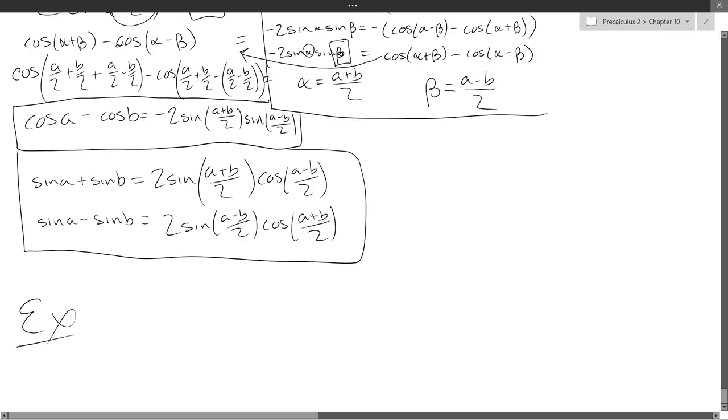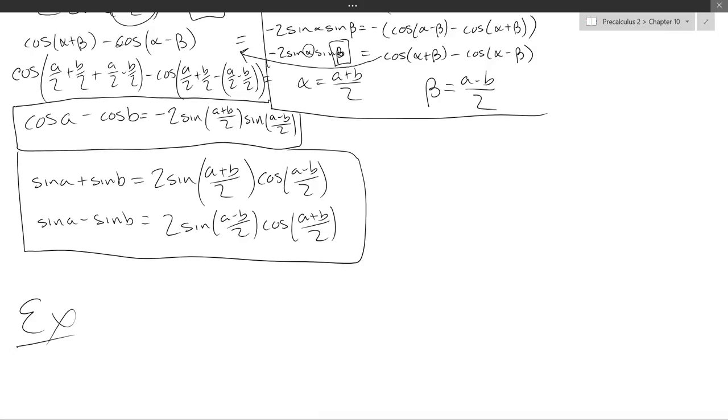So it's probably a good place to stop. We'll do one or two examples next week on this, but it's not going to be in your midterm, so don't worry about the product sum product.